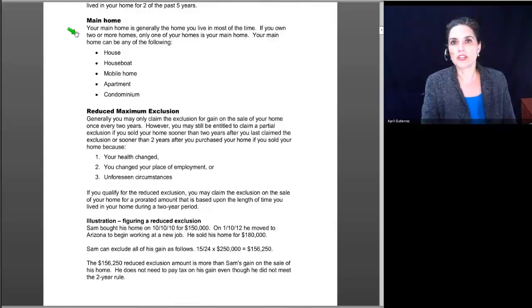Well, your main home is generally the home that you live in most of the time. If you own 2 or more homes, only one of those homes is your main home. Your main home can be any of the following: a houseboat, a mobile home, an apartment, or a condominium.